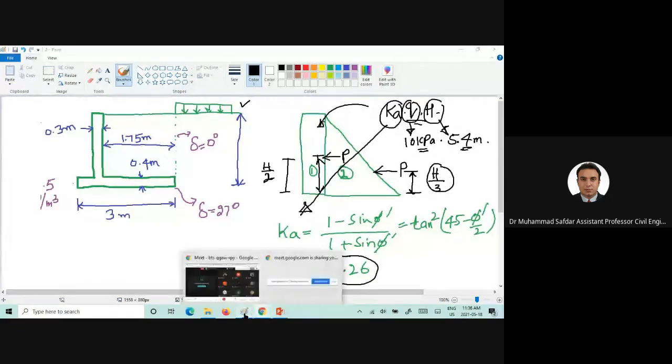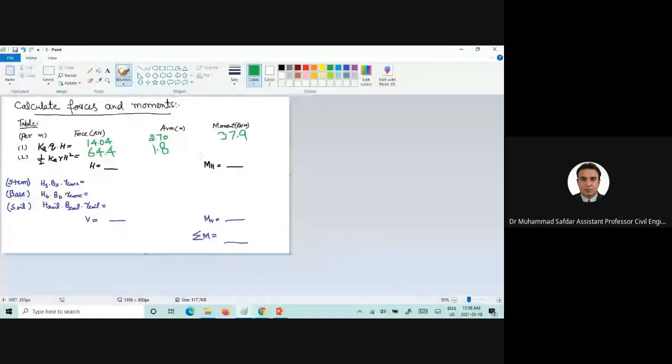Now we already got this one. How about the moments? 115.9. Now give me the summation of these two. I'll just add these two. 153.8. So these are the moments, the moments which are due to the horizontal forces onto the retaining wall.